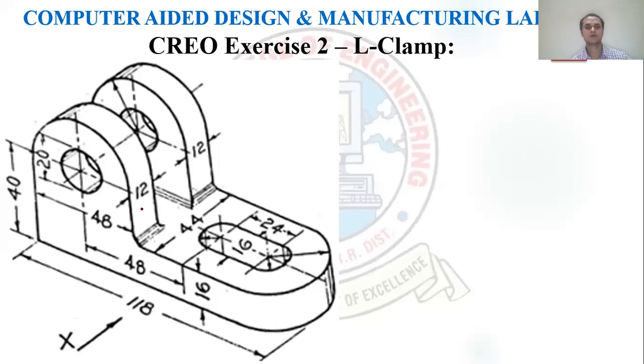I'm drawing. So if you see, the bottom part has a width of 118 and a length of 44, and the height is 16. So you have to use the extrude command and give the width as 118 and length as 44 and height as 16 so that it will be completed. And you have to use the round command on these two edges.